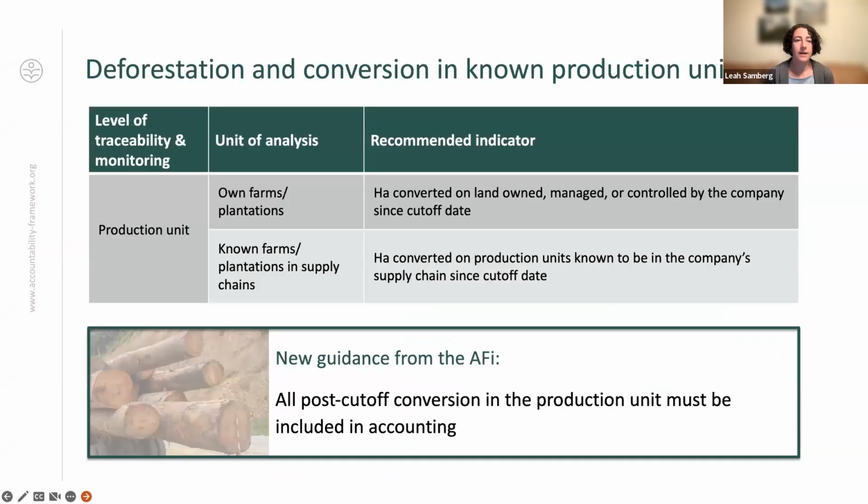So first, accounting for the hectares of deforestation and conversion that have occurred since the cutoff date at the level of production units owned or managed by the company or known to be in its supply chain provides the most information about the impact of company activities, about their operations, about their sourcing. So assessing deforestation and conversion at this level is generally preferred when possible. It requires known and mapped locations of a given production unit, most often a polygon. Land use change can be monitored directly.